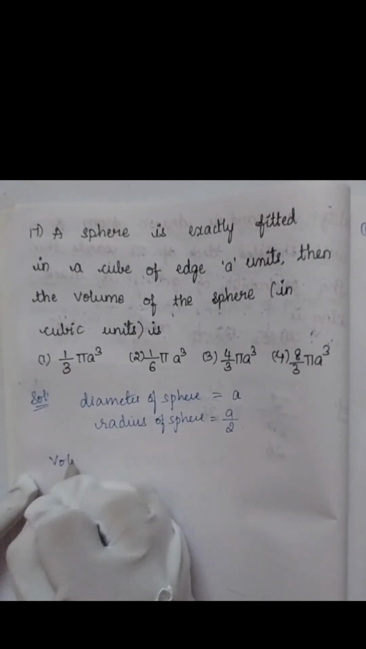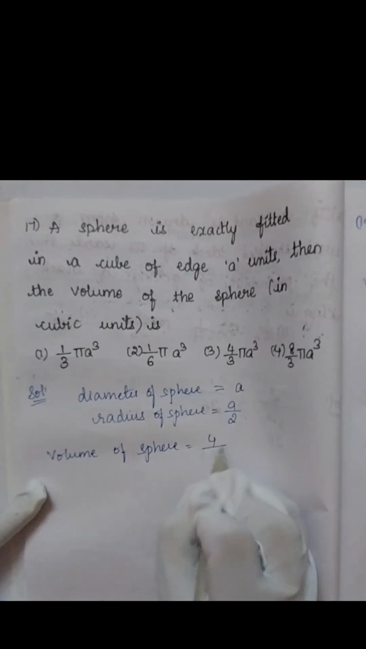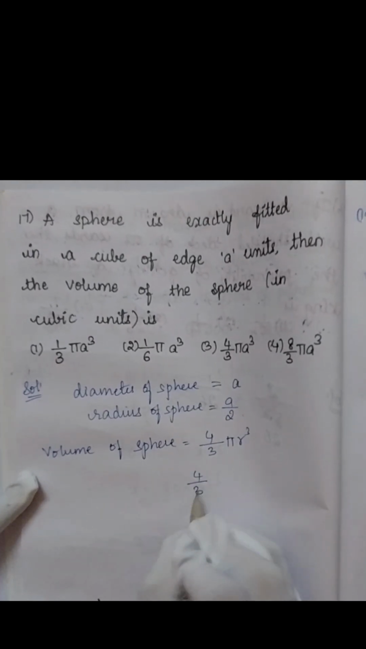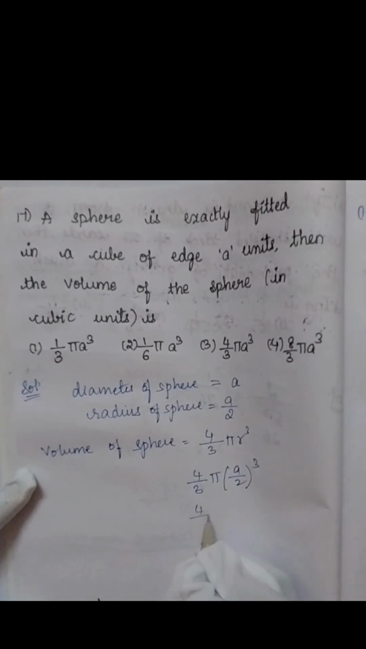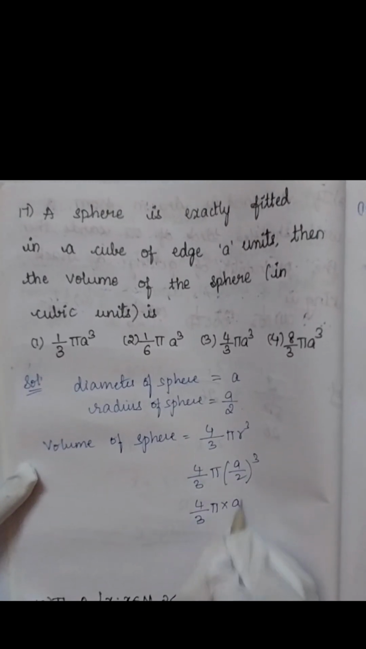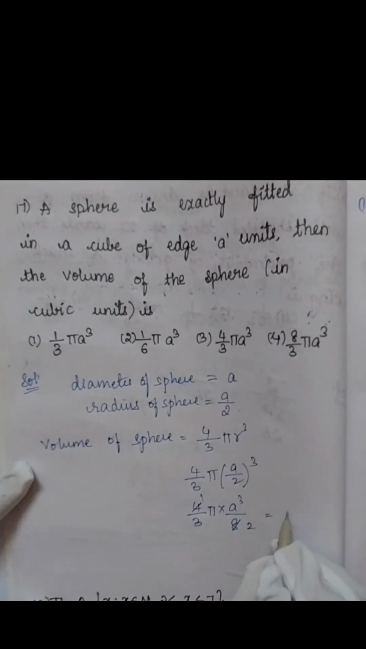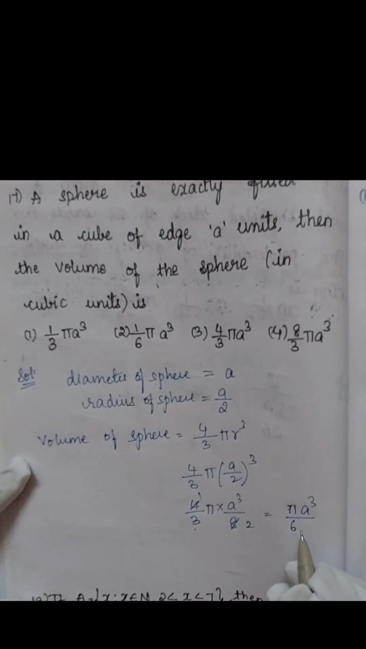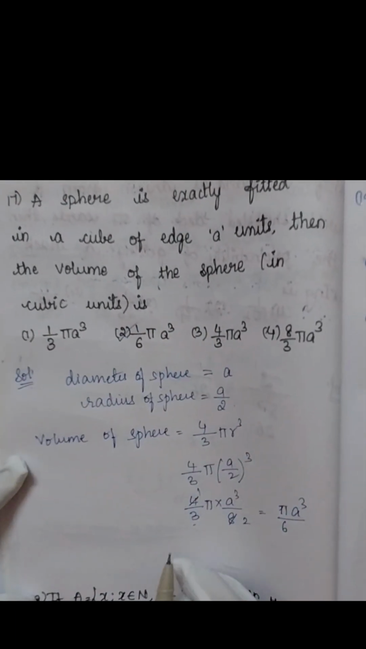We all know the volume of sphere formula. Volume of sphere is 4 by 3 pi r cube. Basic formula you have to remember. Okay. So 4 by 3 pi. What is our r? A by 2 whole cube. Okay. 4 by 3 into pi into a cube by 2 cube is 8. So 4 ones are 4, 4 twos are 8, which is nothing but pi a cube by 3 twos are 6. So which option is this? This is the second option, pi by 6 a cube. Okay. Hope you have understood this.